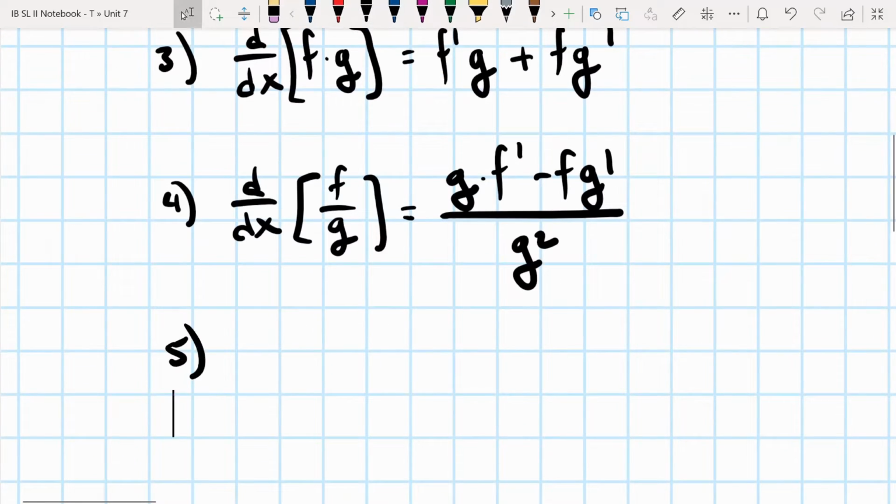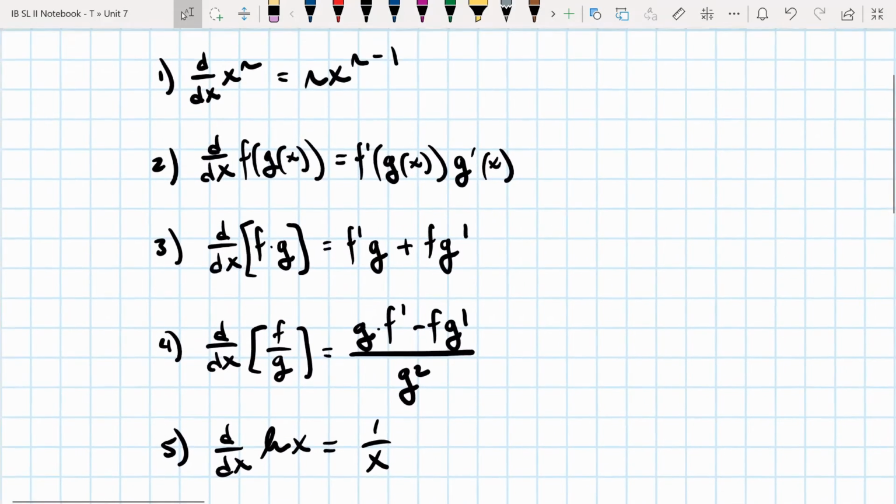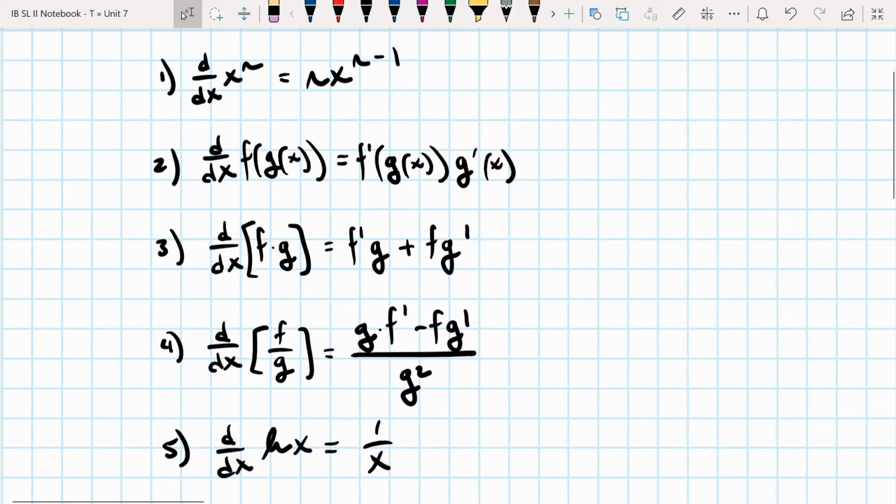To number 5, which is the derivative of the natural log, and that is 1 over x. So here are the 5 rules that we've seen throughout the year.